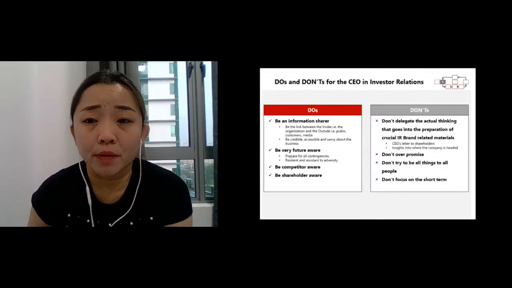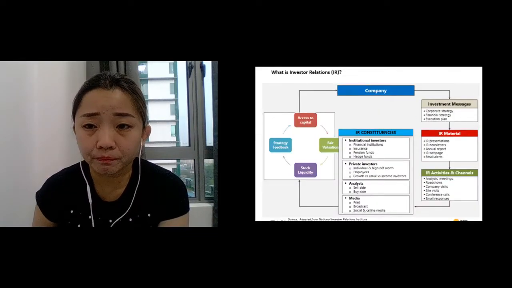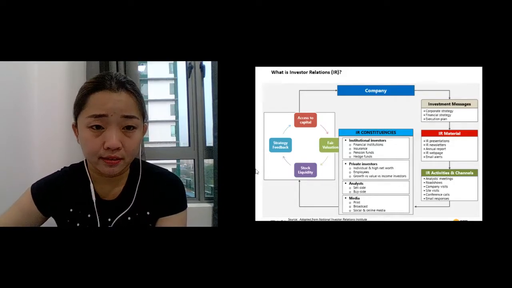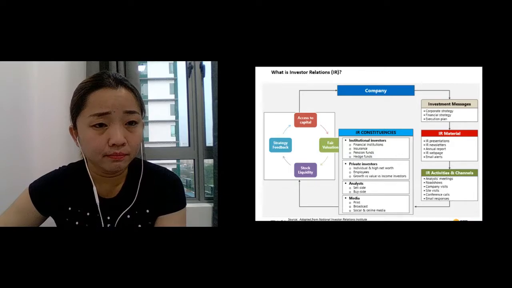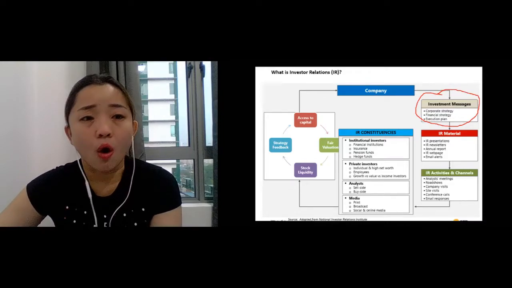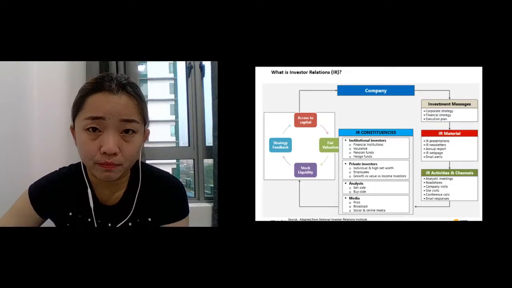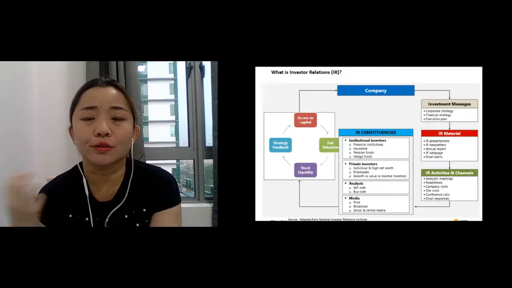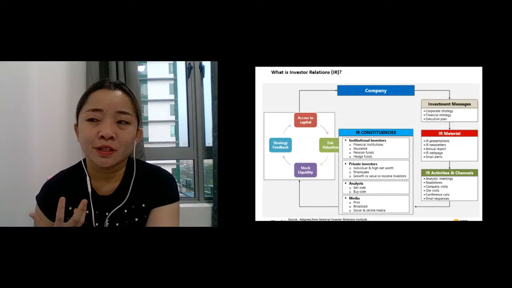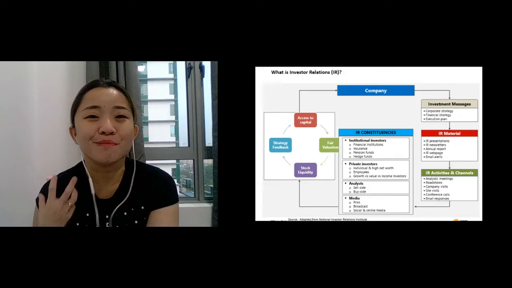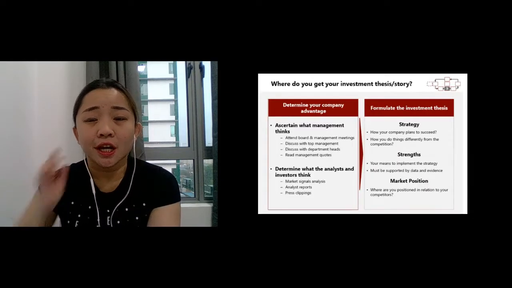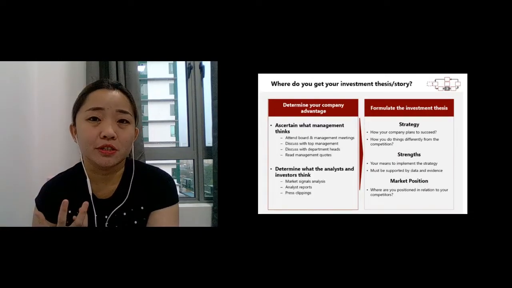Now, I just want to go back a little bit to the slide. If you look at it, in this what is investor relation officer, you will realize that one of the main things that came about is your investment message, or what I would call your investment story. So, at the end of the day, if you're a good investor relation officer, you have a story that you would like to tell your investor. And if you're a good one, you make them believe in your story as well. So, these are how you get your investment thesis or story.